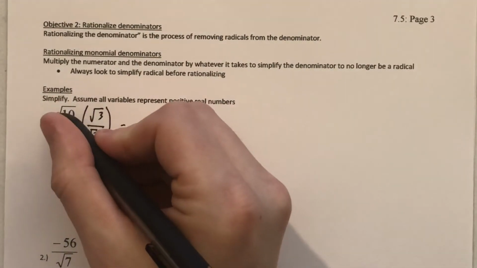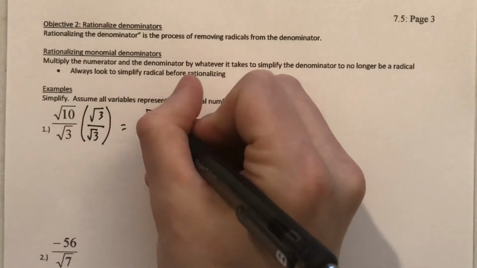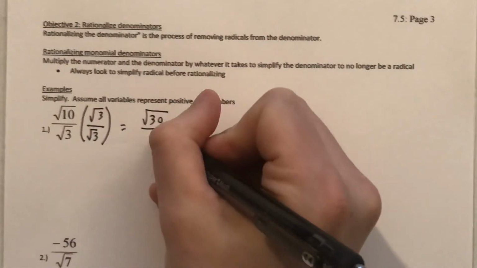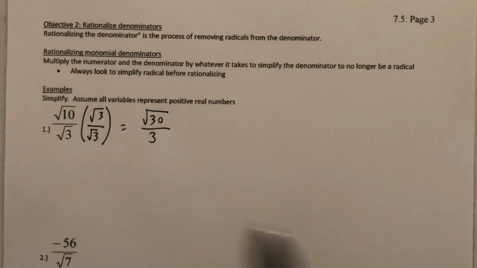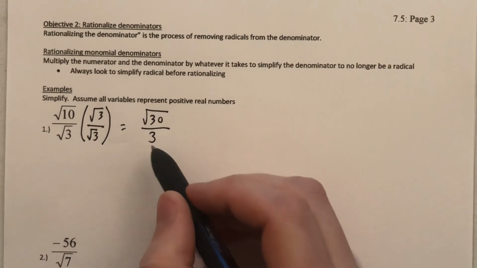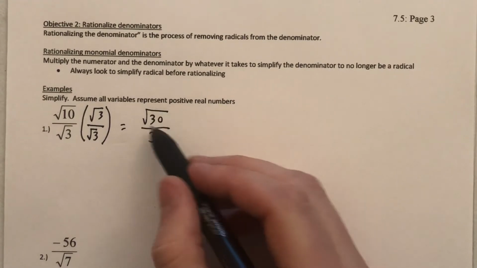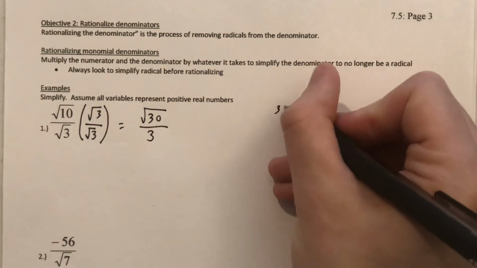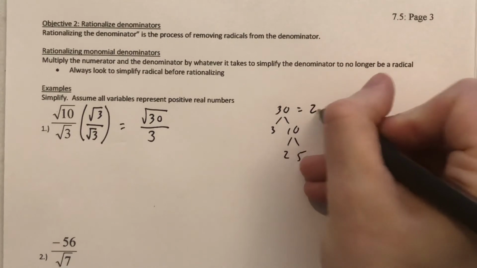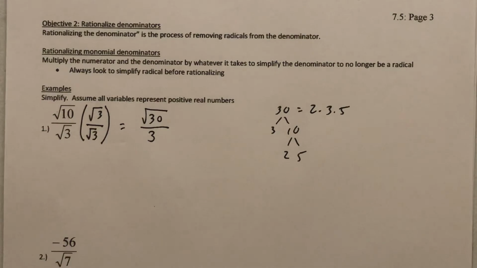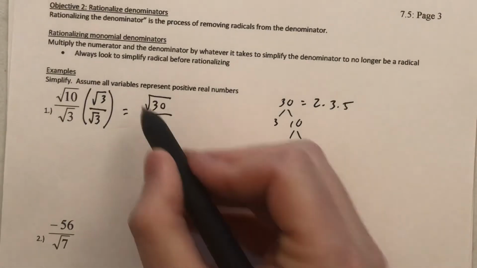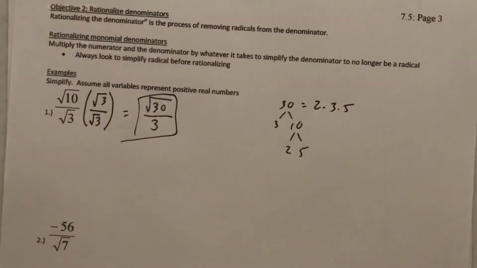Up here, root 10 times root 3, we can multiply those and get root 30. Down here, square root of 3 times square root of 3 is just 3. That's what we're trying to do. We want just a number. We don't want any radical down there. Now, you do want to make sure that this can't be simplified at all. 30, to break that apart, is 3 and 10, and 2 and 5. So 2, 3, and 5. Doesn't look like we can reduce or simplify that 30 at all. So we won't, which means that's done.